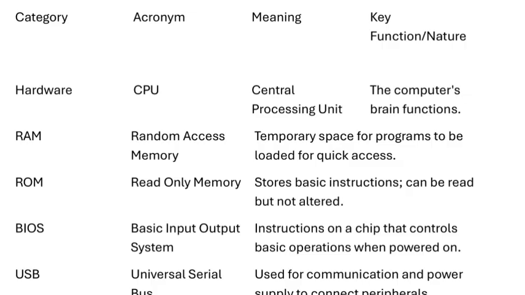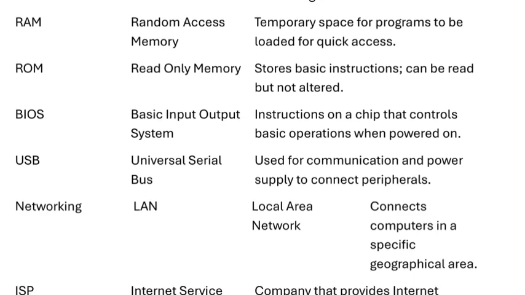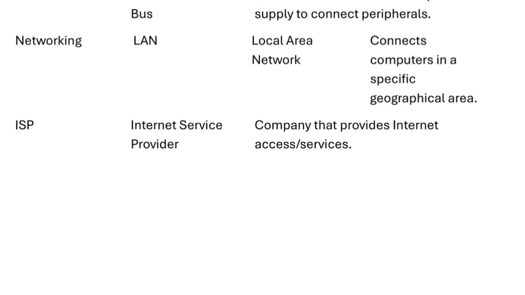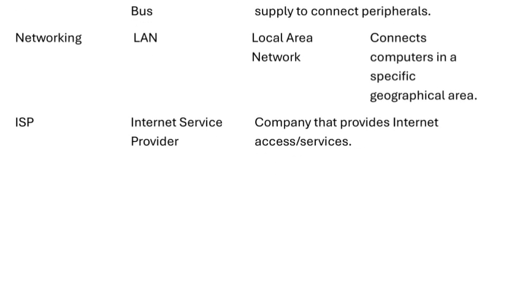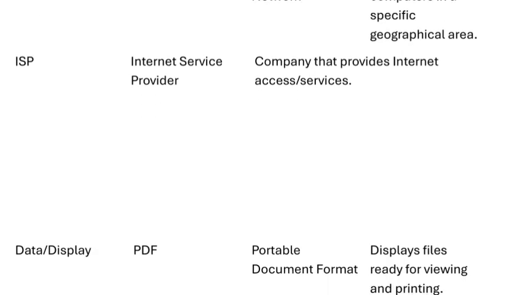USB, universal serial bus, used for communication and power supply to connect peripherals. Networking: LAN, local area network, connects computers in a specific geographical area. ISP, Internet Service Provider, a company that provides Internet access/services.